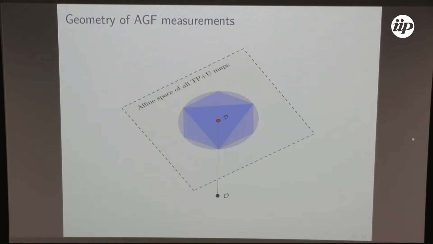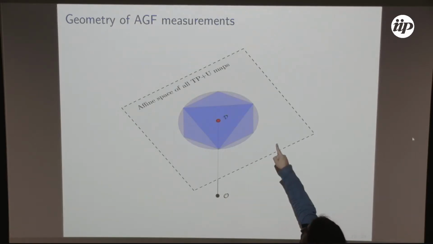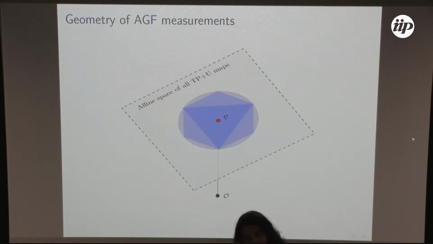If we actually settle down to measure average gate fidelities with respect to unitary gates, which is what we want to do, these matrices are not only rank 1 projectors, but they're also maximally entangled. So there's some additional structure here. Now you can look at the affine hull of all such Choi matrices, and you will find out that it spans the affine space of all trace-preserving and unital maps.